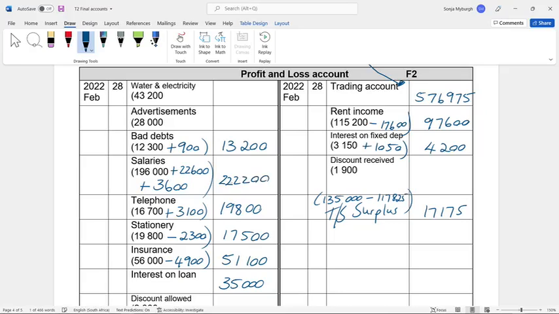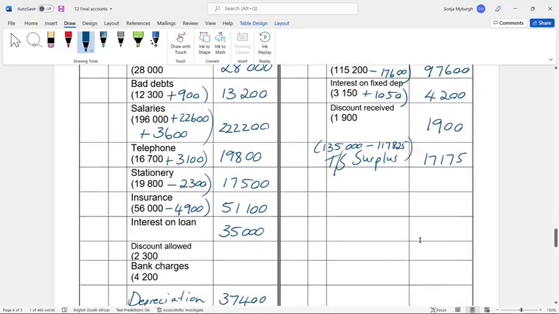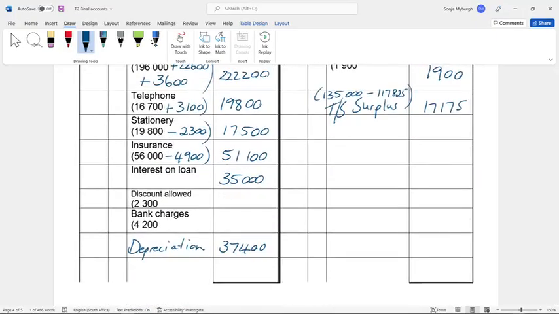We also add the contributions, 3,600, to give us the total salaries, 222,200 Rand. Because we've done the donkey work, now we can only rewrite the amount that we've already copied from the question paper, from the pre-adjustment trial balance. Now we don't have to page over and find the amounts already there. We can just rewrite those. No adjustments were made on those accounts.